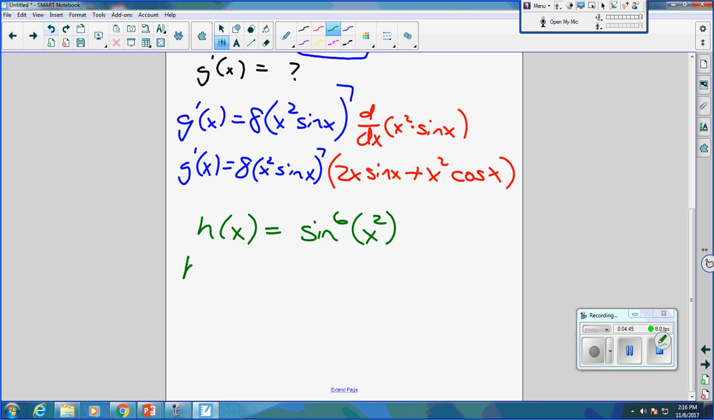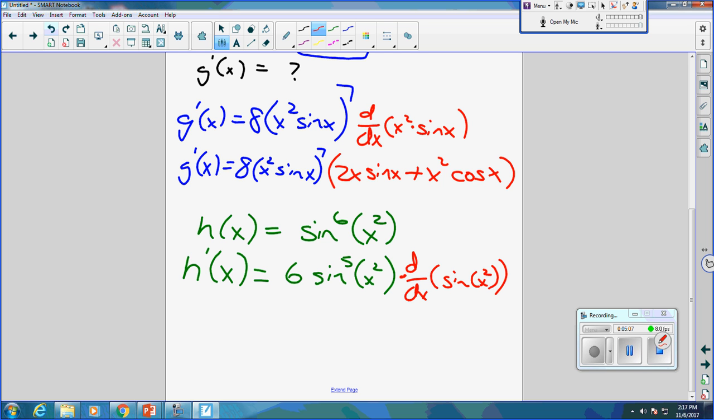Let's start with the easiest part. If I take h prime, you see it's stuff to the 6th power. So the derivative of stuff to the 6th power is 6 stuff to the 5th power. You guys agree? Now I'm in red. I have to take the derivative of said stuff, which is this. But everybody, I can't do the derivative of sine x squared so simply. It's going to be another chain rule.